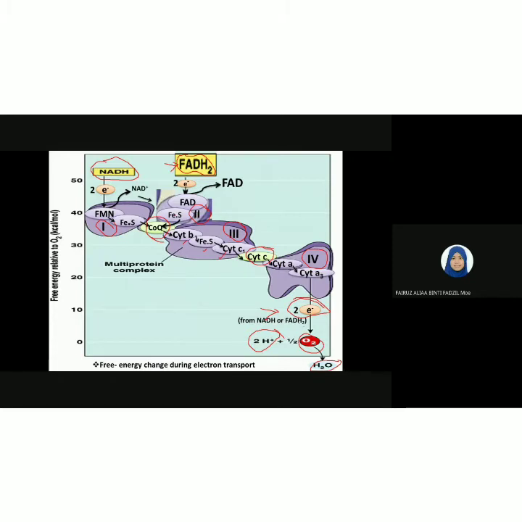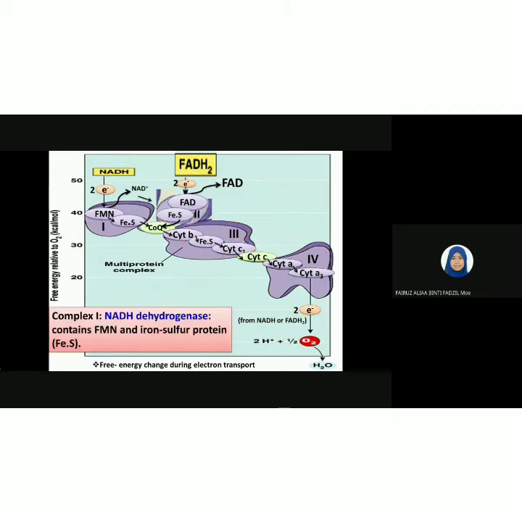Okay, so now let's take a look in detail one by one. We are going to see what happens in each of the proteins. Before that, complex 1, also known as NADH dehydrogenase. This is the name for complex 1. If the question asks you to name complex 1, the answer is NADH dehydrogenase. This protein complex, NADH dehydrogenase, contains FMN and also iron sulfur protein.